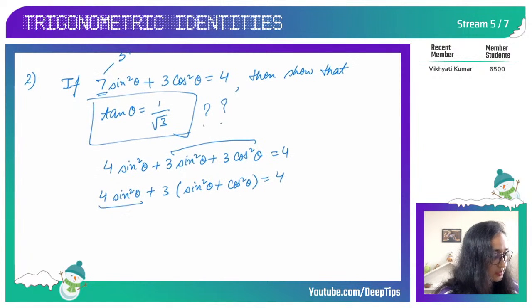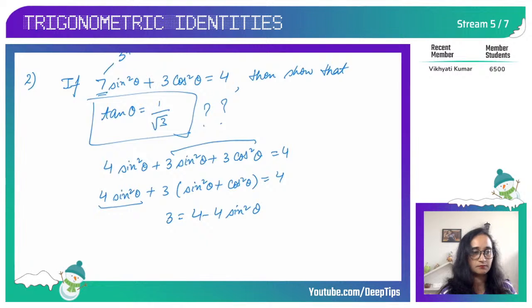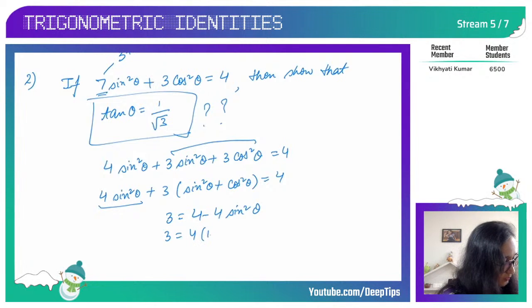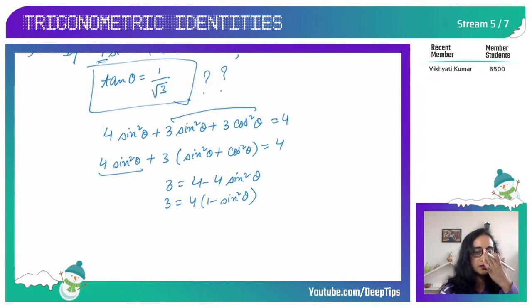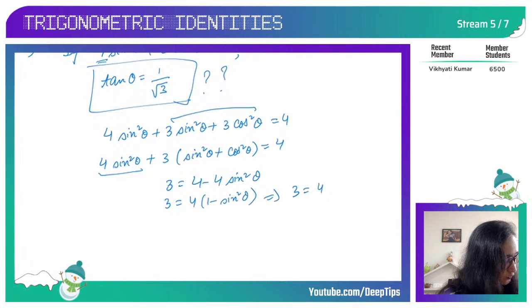So 3 into 1 gives me 3 only. And this 4 sine square theta can be taken to the other side, so 3 equals 4 minus 4 sine square theta. Now 3 equals 4 into 1 minus sine square theta, and we know that 1 minus sine square theta is cos square theta. So this implies 3 equals 4 cos square theta.